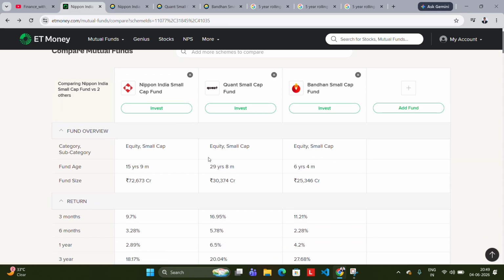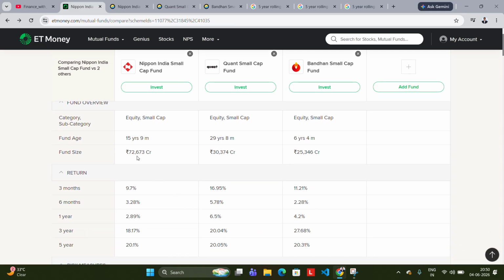As we can see, all are equity small cap funds I have chosen. These two funds have a very good track record, and Bandhan Small Cap Fund is the latest one. We can say it has only 6 years of track record, but I also want to compare the returns and the AUM size and everything of the new fund with the old funds. So that's why I have chosen these three funds.